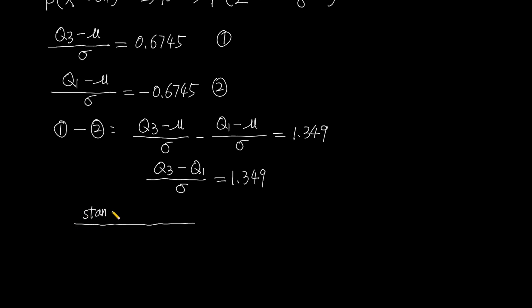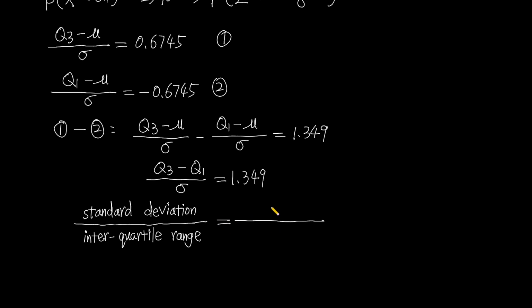The standard deviation over inter-quartile range equals standard deviation over (third quartile minus first quartile). Third quartile minus first quartile is just the inter-quartile range. So this equals 1 over 1.349. This equals 0.741.